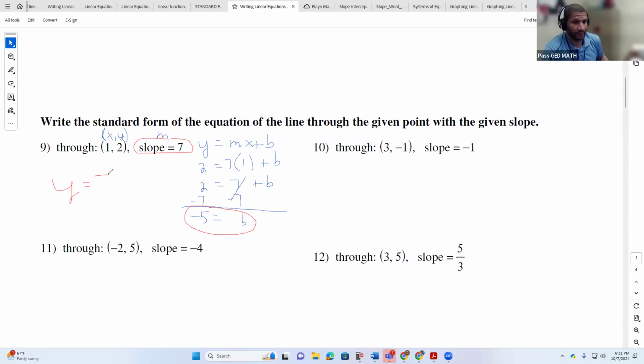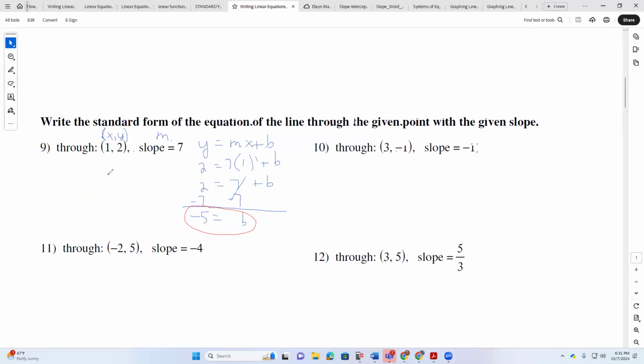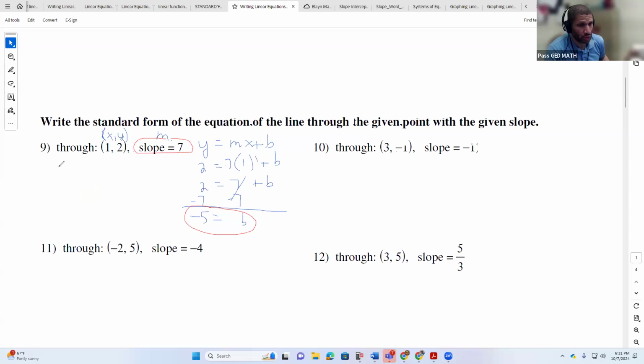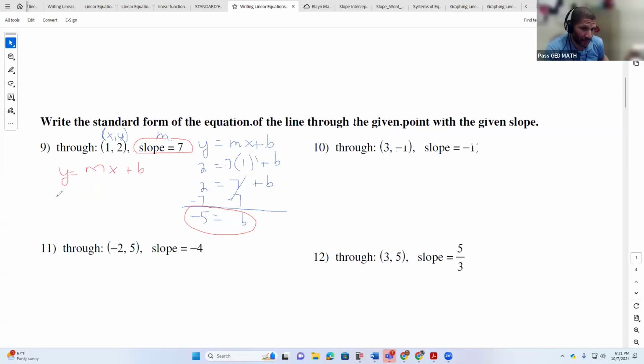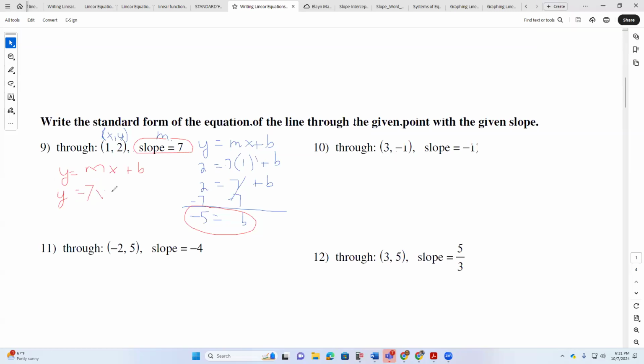This is what I need you to do every time. You start with y equals mx plus b. My slope is m, so instead of m, I'm going to put 7. So y equals 7x plus -5.